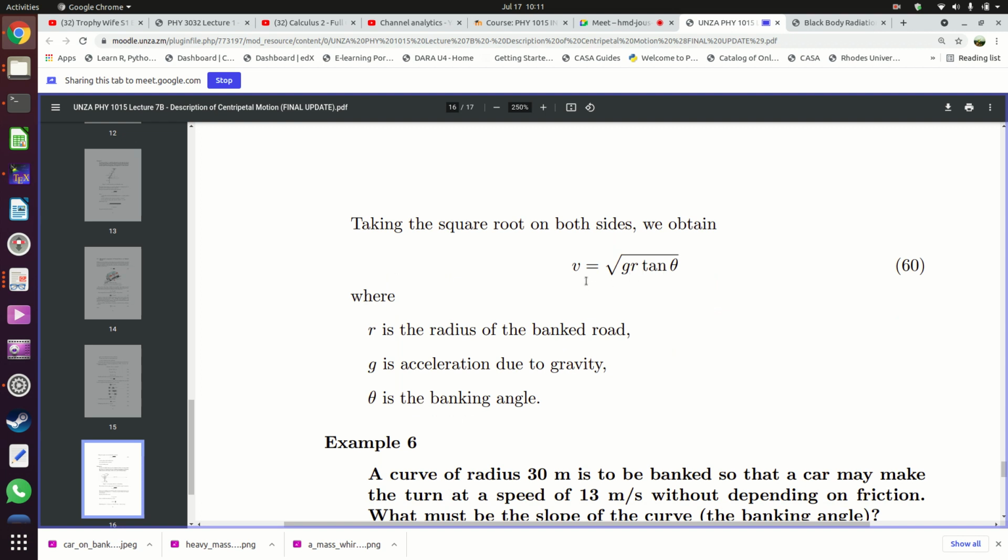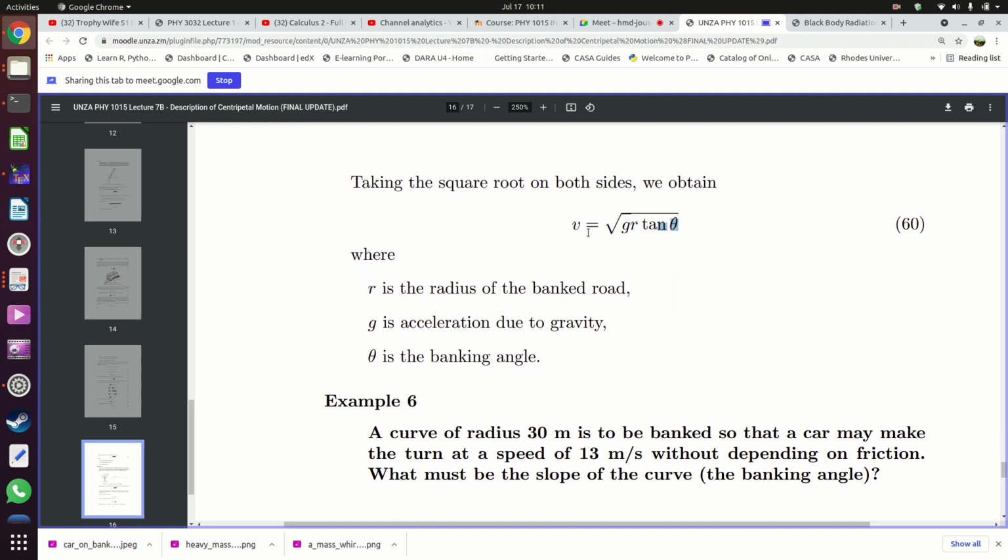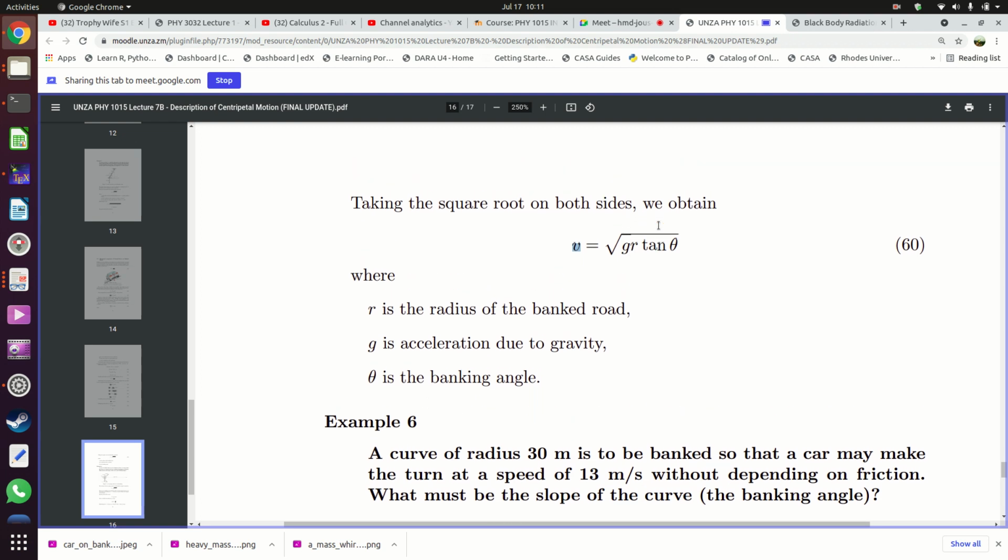So in this case, the velocity of your car in your banking is going to be equal to the gravity multiplied by the radius of the banked road multiplied by the tangent of the banking angle. So basically, this is how you get your velocity. V is equal to the square root of gr tan theta. Are we clear?